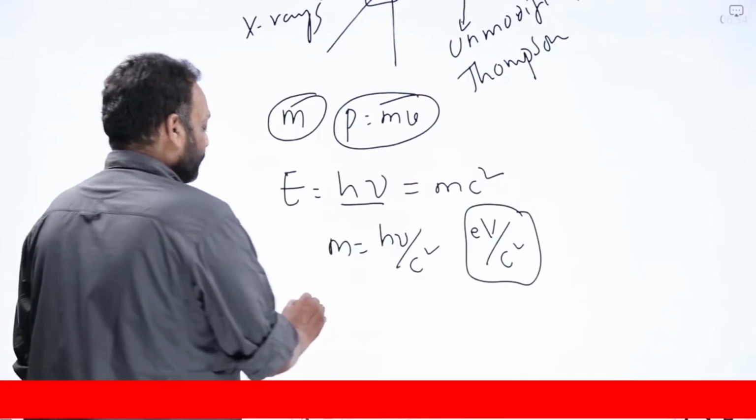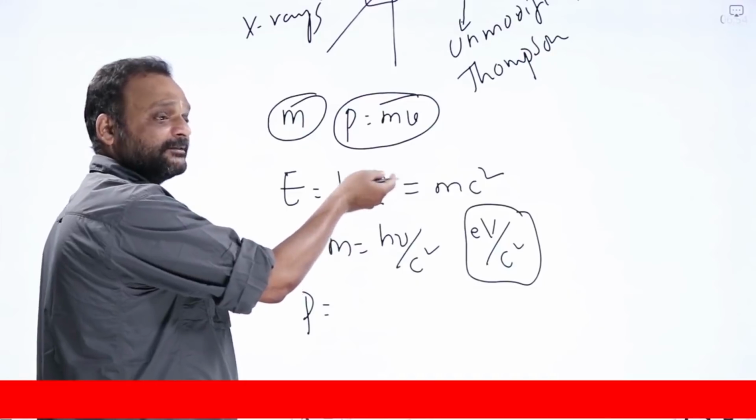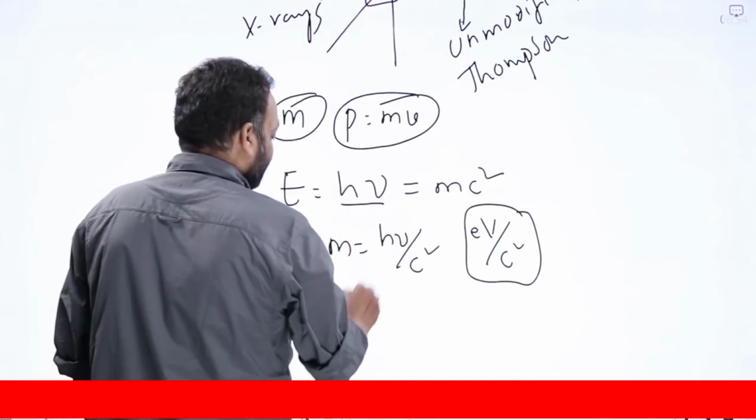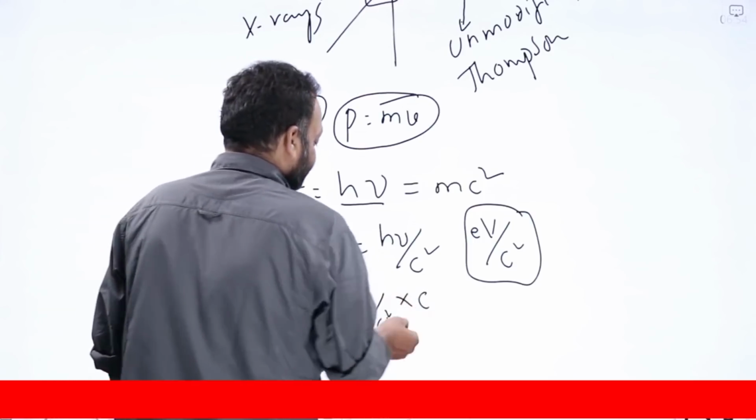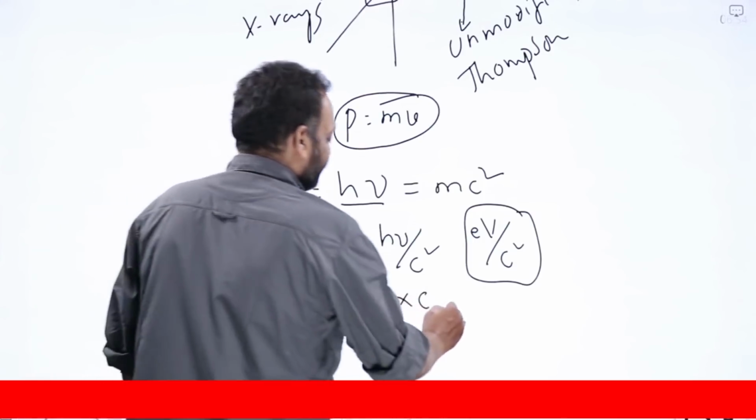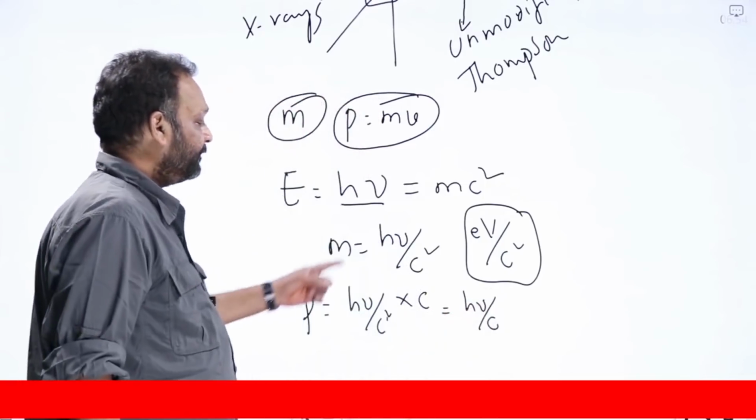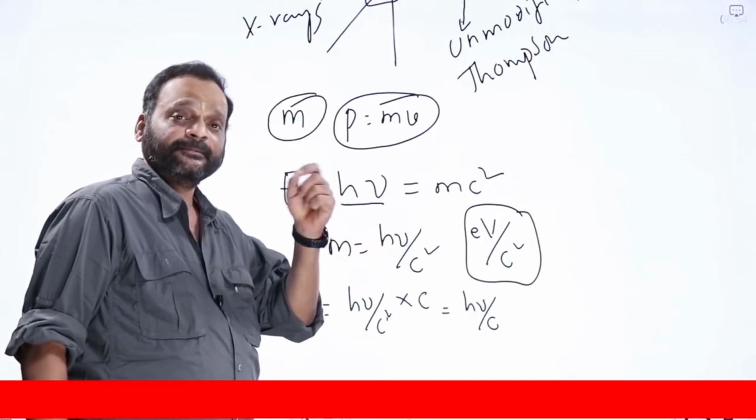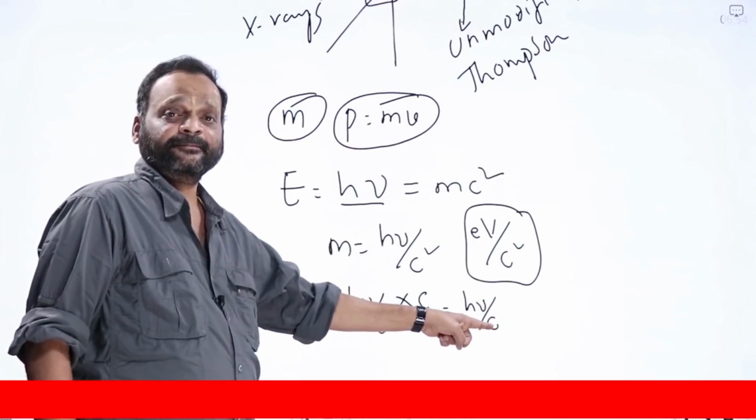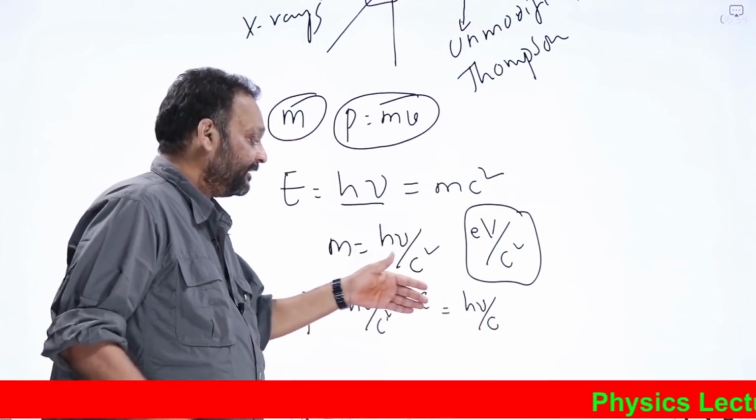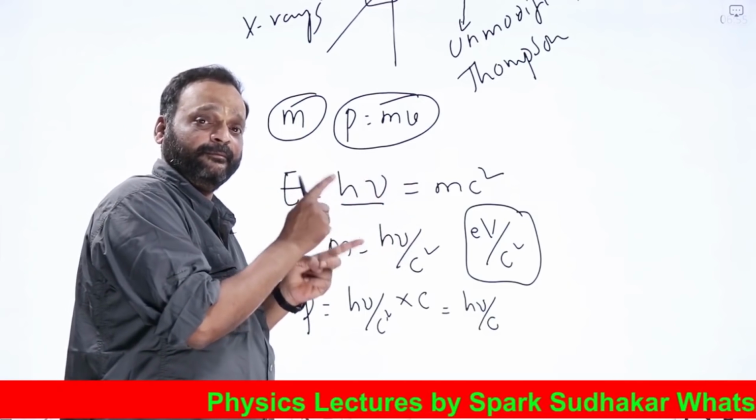Next, what is the momentum of the photon? Photon means light particle, and light travels with velocity c. So mass h nu by c square into the velocity of the photon, which is c, becomes the momentum of each photon, equal to h nu by c. Every photon of energy h nu can be considered as a particle with mass h nu by c square and momentum h nu by c. Not only that, he applied the conservation of momentum principle to light. He was the first scientist to apply the conservation of momentum principle to light.